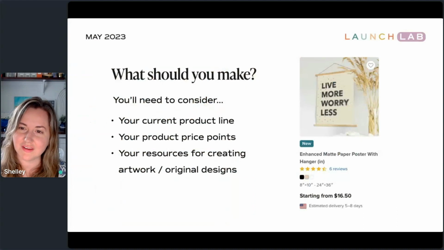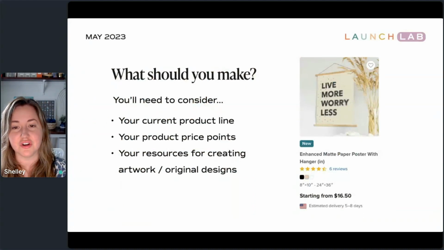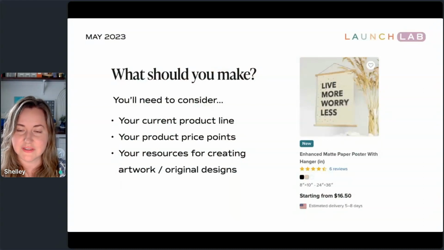But what should you make? You'll need to consider your current product line. What would actually fit in? I'm going to give you some ideas in a few slides that may be surprising. You also need to consider your product price points. So if most of your products are very, very inexpensive, but in order to make print on demand actually work for your business, you need to charge triple, then that may or may not work. But again, like we said, it's super easy to experiment with this and see if it's actually going to work and people will actually buy it.